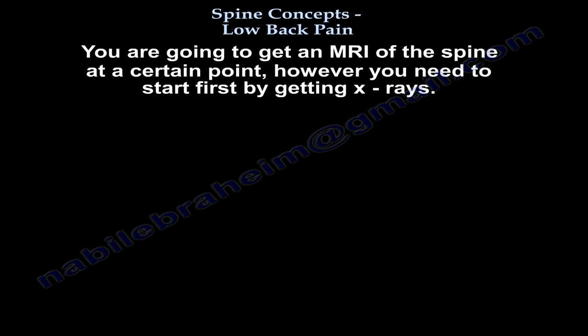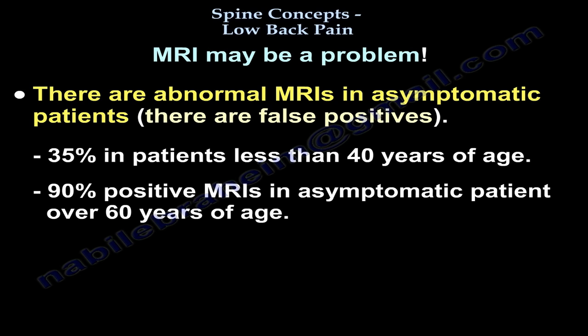So you're going to get an MRI at a certain point for the spine. Well, you need to start first with X-rays. The MRIs are a little problem because, number one, there are abnormal MRIs in asymptomatic patients. It is false positive. 35% in patients less than 40 years of age, and 90% positive MRIs in asymptomatic patients that are more than 60 years old.